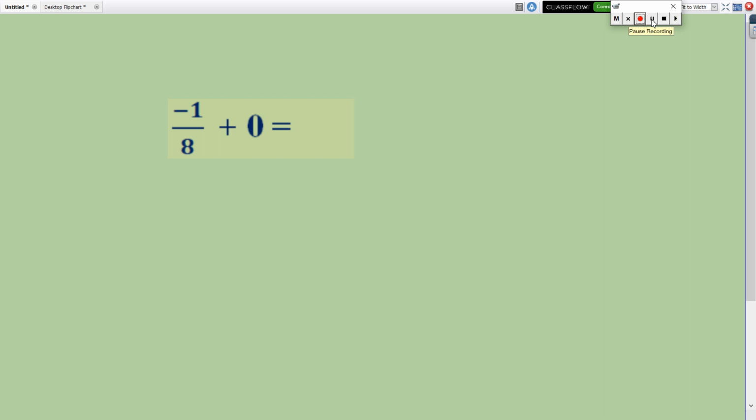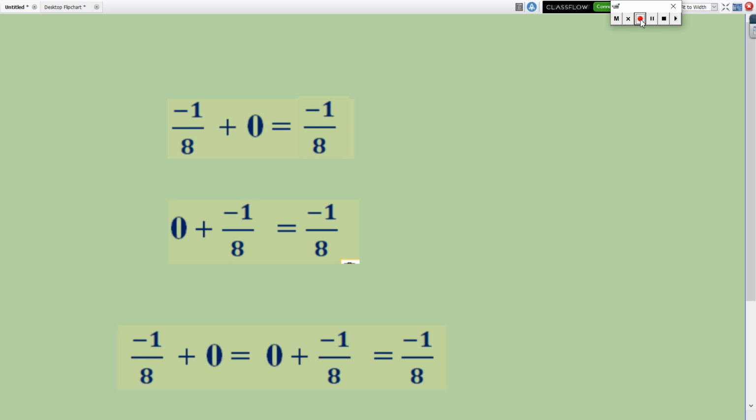What is negative 1 by 8 plus 0? Yes, it is negative 1 by 8. Now what is 0 plus negative 1 by 8? You will also get negative 1 by 8. Therefore we can write negative 1 by 8 plus 0 equal to 0 plus negative 1 by 8 is equal to negative 1 by 8. That is, if a rational number is added to 0 or 0 is added to any rational number, you will get that same rational number.